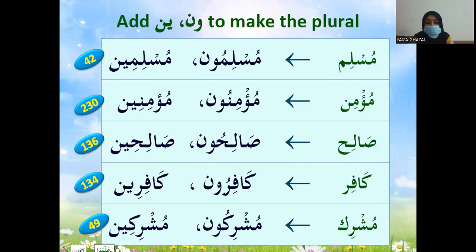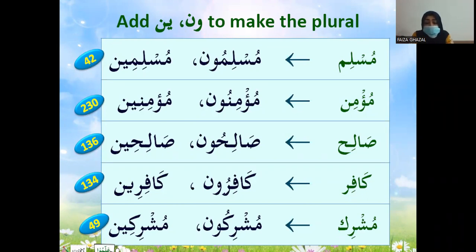What we will do is convert the singular nouns into plural forms. Let me do the table first, and then any one of you can volunteer for the same. There is a short technique for converting the singular into plural. If the word is Muslim, we just add waw noon or ya noon to make the plural form. So for Muslim it will be Muslimun, Muslimin. Same goes for Mu'min: Mu'minun, Mu'minin. Waw noon or ya noon we can add.